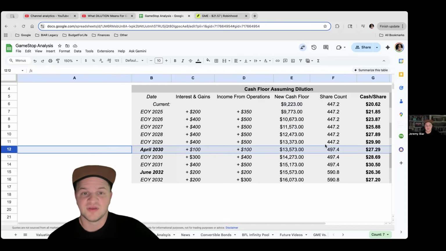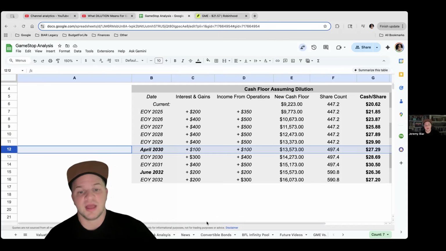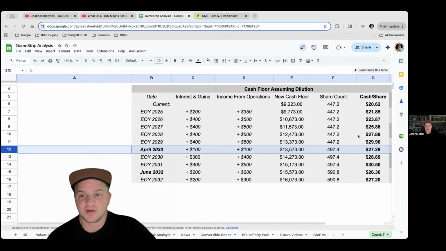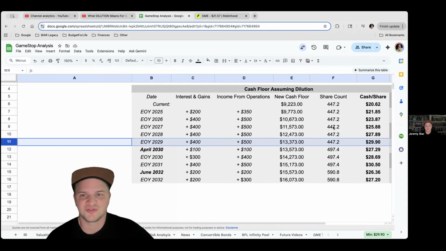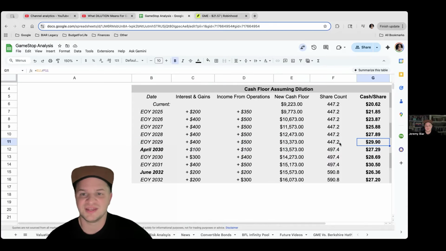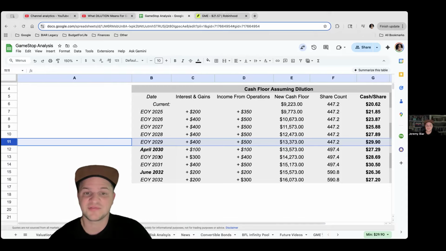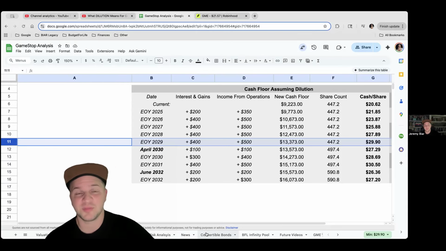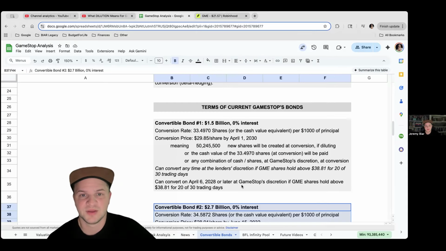And then comes this April trigger date. How do we know that the convertibles are going to convert? Well, look, at the end of the year, 2029, they are sitting on $13.3 billion of cash, or $29.90 per share worth of cash. And then they still have 3 months to go until that 1.5 billion needs to convert.